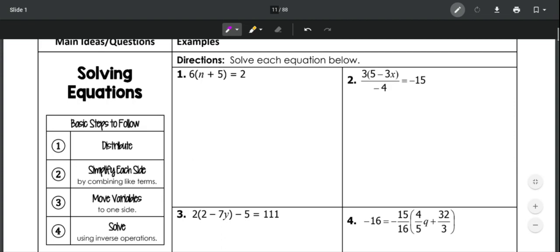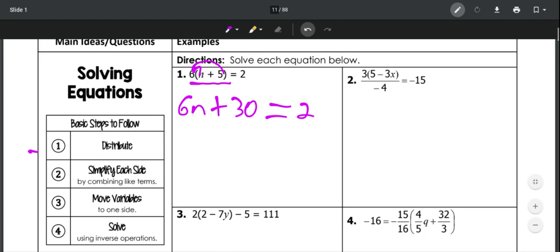Number 1, we have 6 times (n plus 5) equals 2. Okay, first thing we've got to do, basic steps to follow, is distribute. Do we distribute here? Your answer should have been yes. So we're going to distribute. We're going to distribute 6 to the n and 6 to the 5, and we're going to multiply it by each. So we're going to do 6 times n, which is just 6n. We're going to multiply 6 times 5, and that's a plus sign there, so it's going to be a positive number. That's going to be 30. And we're just going to bring down equals 2. So we've done our first step.